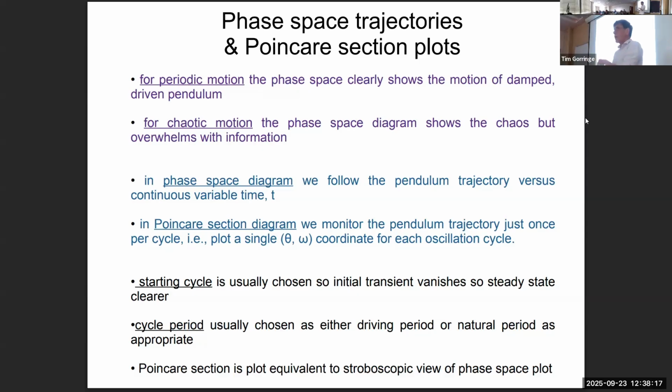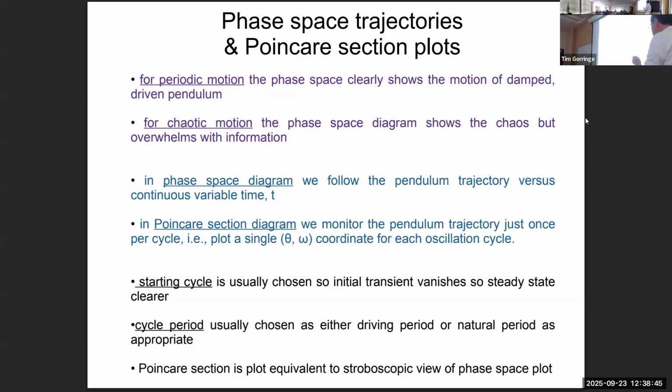We're choosing to plot theta and phi periodically in the Poincare section plots. So it's the same independent and dependent variables in both cases. It's just that the choice is about at what times we're plotting the trajectories or the path.